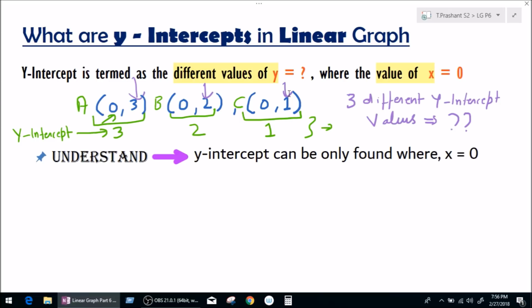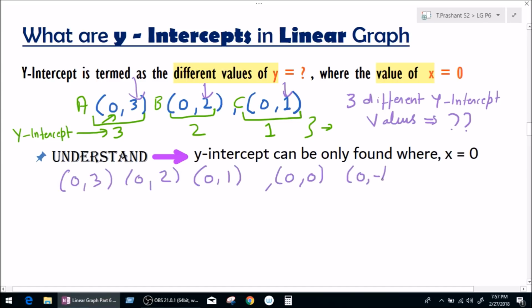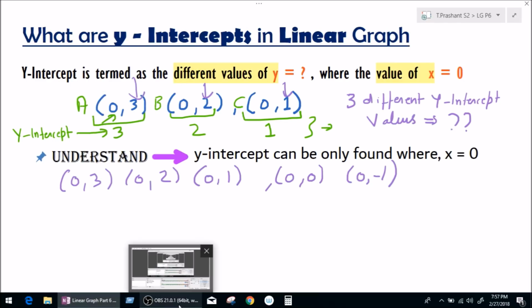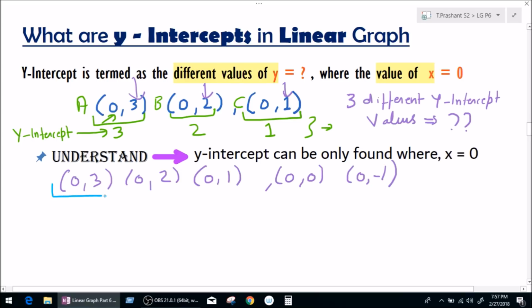Please understand, y-intercept can only be found where x is equal to 0. So the more coordinates you have with different values of y paired with x equals 0, the more values for y-intercept you will find on your graph. Let's take (0, 3), (0, 2), (0, 1), (0, 0), and (0, -1). So we can see 5 different coordinates on our screen. It means we will have 5 different values for y-intercept.